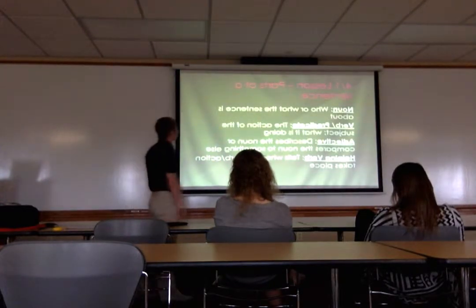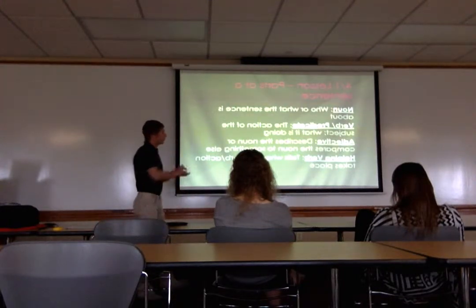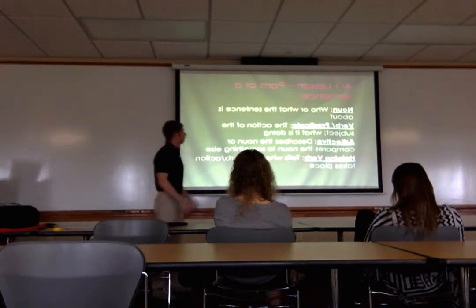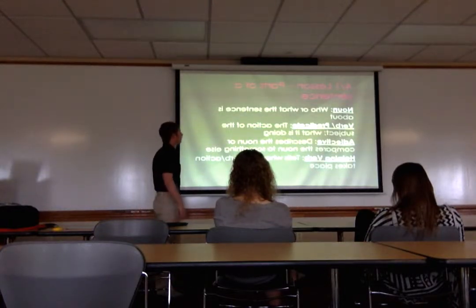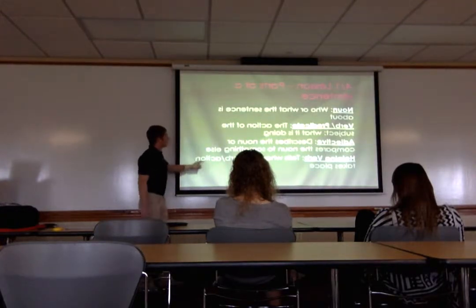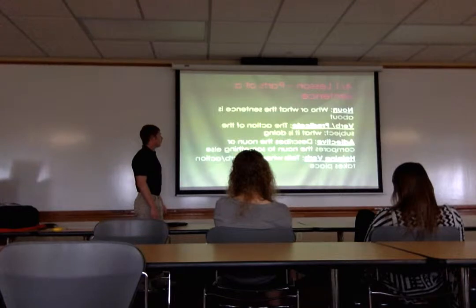Okay, so basically right here we have our parts of our sentence. We have our noun, verb or predicate, adjective, and helping verb. The noun is who or what the sentence is about, the verb or predicate, the action of the subject, or what it is doing. Adjective describes a noun or compares the noun to something else. Our helping verb tells when the verb or action takes place.